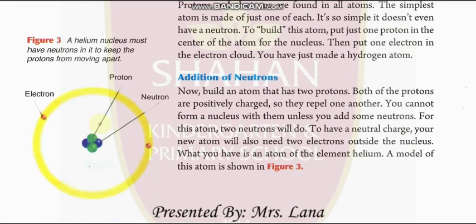This is the proton, the nucleus, and outside of it is the electron. All of these together are called an atom.